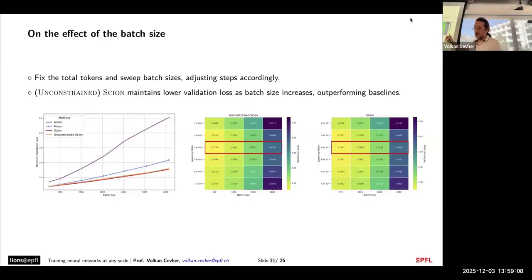So here we also did a study on the batch size. We have the best batch size dependence, and there are some interesting theoretical results that we're working on, because it seems like the optimal step size transfers across batch sizes.